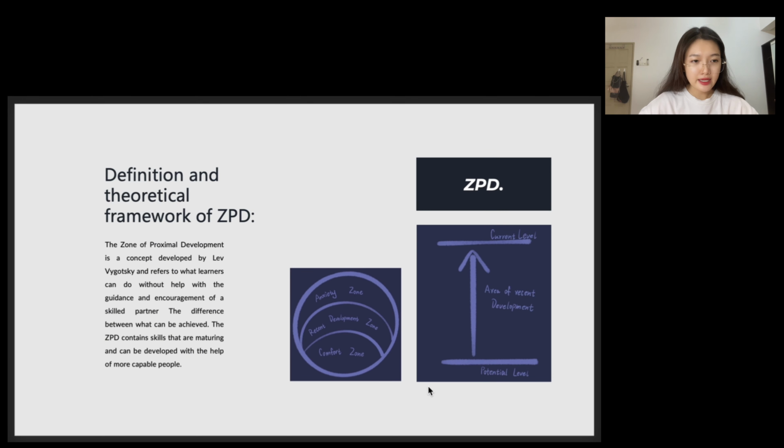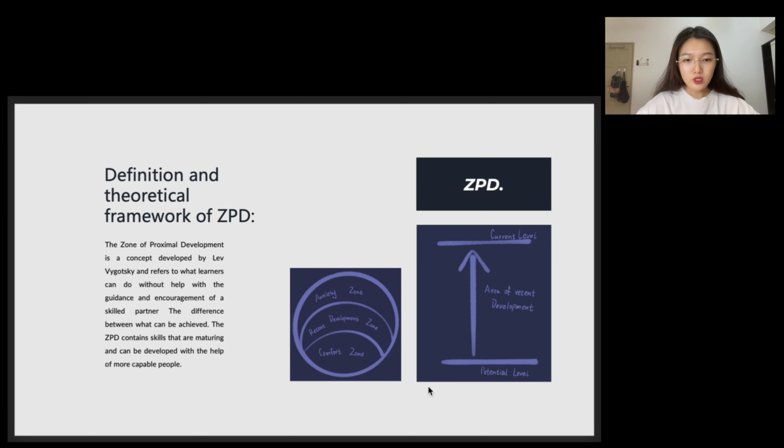This concept emphasizes the importance of guidance in the learning process, stating that learners, with appropriate support, can reach a higher cognitive level than their current abilities. The core of the ZPD is to identify and utilize this area to provide appropriate educational intervention and promote learners' independent thinking and learning abilities by gradually reducing external help.